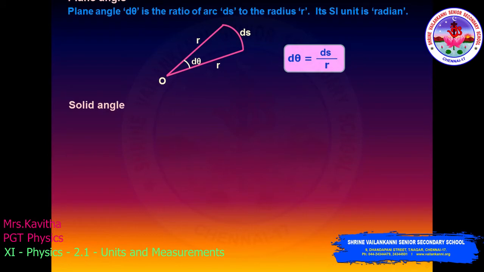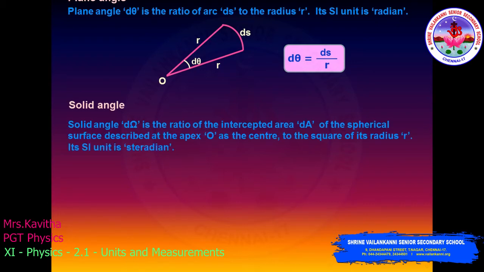The plane angle, which is defined as d theta, is the ratio of arc ds to the radius r. So its SI unit is radian. See the diagram: the angle d theta is equal to arc by radius, so d theta is equal to ds by r.